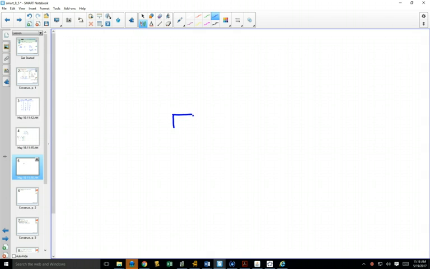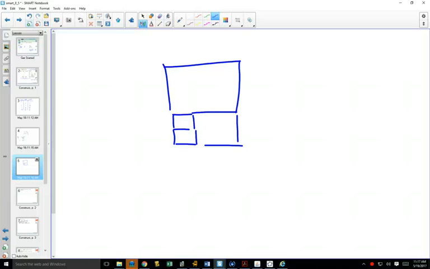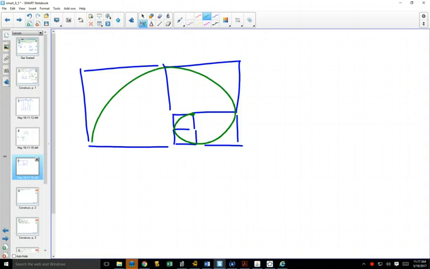So if you start with a square that's 1 by 1, and then draw another square that's 1 by 1. And then off the edge, you could draw a square that was 2 by 2, and off this edge, draw a square that's 3 by 3, and then a square that's 5 by 5. And if you start in the corners and draw a curve through the corners, that is the shape of a snail and how a snail grows. So it gets a little crazy.